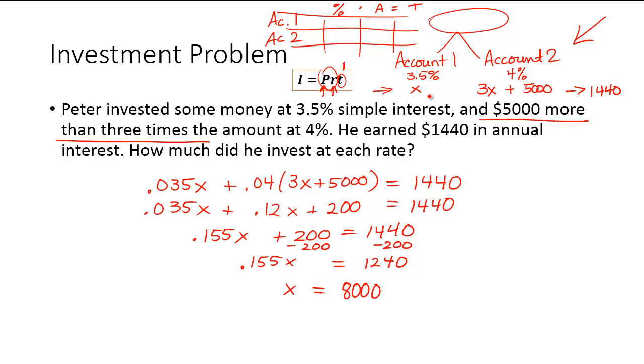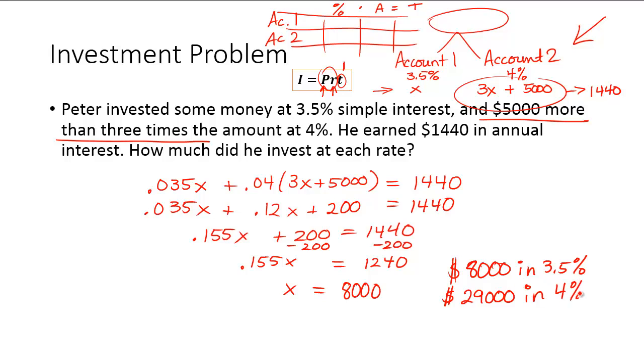So that tells us that we want to put $8,000 in the 3.5% account, and now we have to figure out how much money was put into the other account, which is 3 times 8,000 plus 5,000, which is 29,000. So this person put way more in the higher percent account. They wanted to take more of a risk.